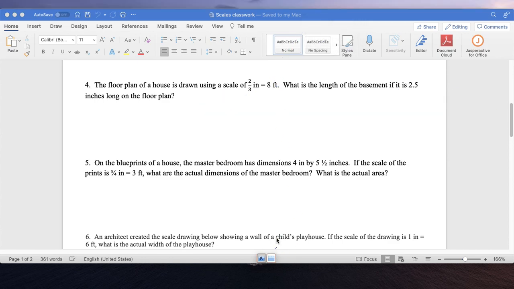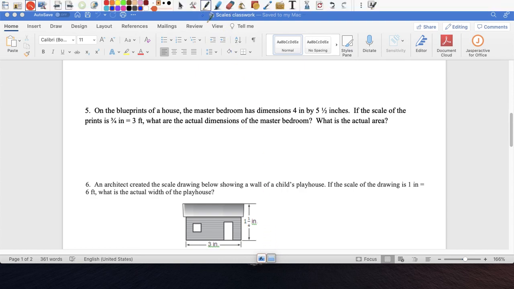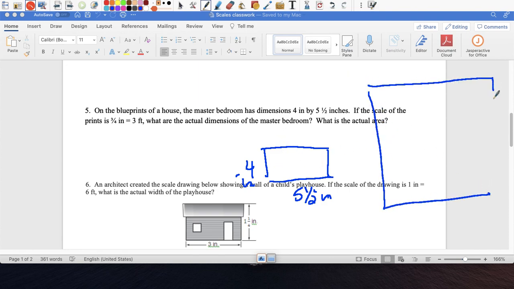Blueprints of a house. The master bedroom has dimensions of 4 by 5.5 inches in your picture. And that represents the real bedroom in real life, right? So we want the dimensions of the actual bedroom. So here, I'm going to pretend that's the actual bedroom. We want this side, and we want this side. So we need to find out what 4 inches is according to the scale, and we need to find out what 5.5 inches is. So we're going to have to do the proportion twice.